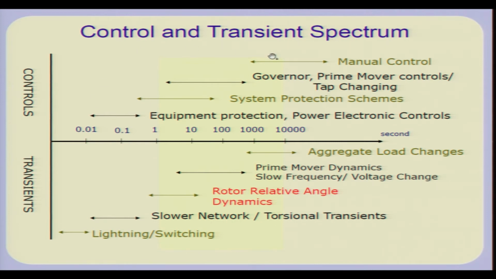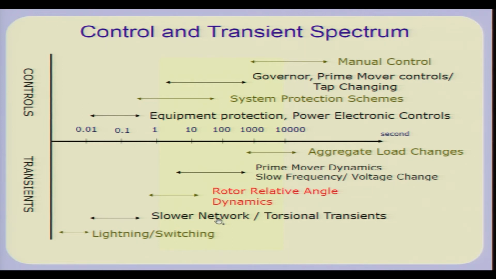If you look at the typical transients which occur, the fastest are the so called electromagnetic transients which occur during lightning and switching operations. This could cause over voltages, but usually the system is designed to withstand over voltages, or you need to have over voltage protection devices like surge arresters. You also have slower oscillations.